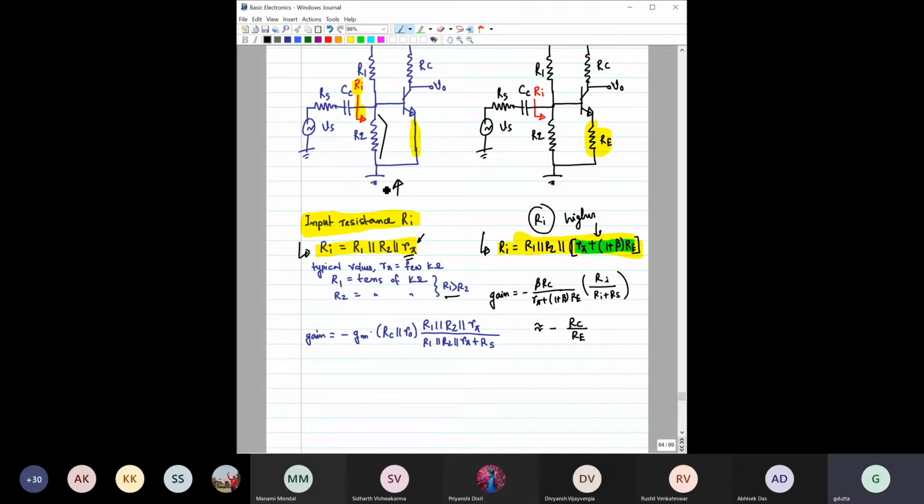What is the advantage of having higher input resistance? So the voltage drop will be more. Voltage drop would be more. I think you are trying to mean this Vs, right?